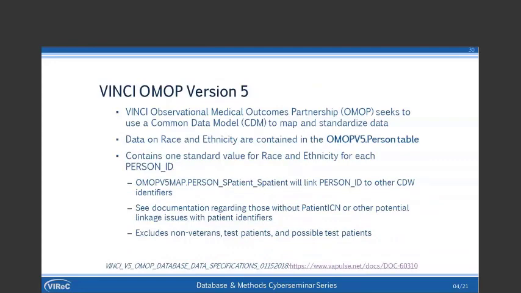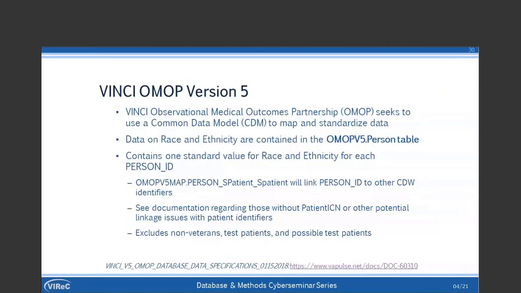We also have standardized data on race and ethnicity available in OMOP. And the goal behind OMOP is to use a common data model to map and standardize data. The data on race and ethnicity are contained in the OMOP V5 person table, and these are going to be the data that come from our existing CDW Work data.